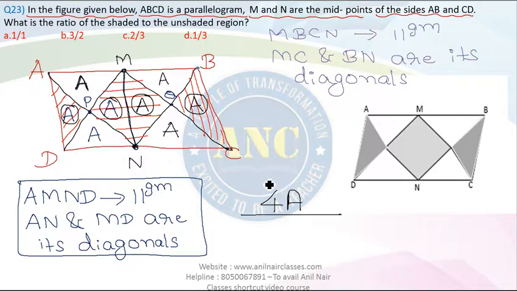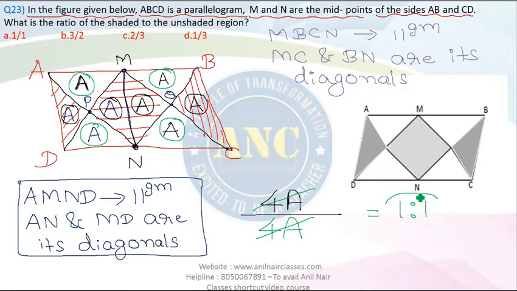Similarly, the unshaded portion, let me circle it in green color. So this is nothing but capital A marked in green color. This also is capital A. This is capital A. This also is capital A. That means the unshaded portion is also 4A. 4A to 4A is nothing but 1:1. That means the answer for this question is option A.